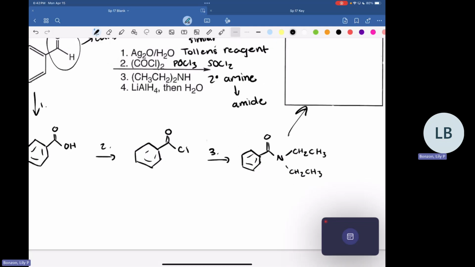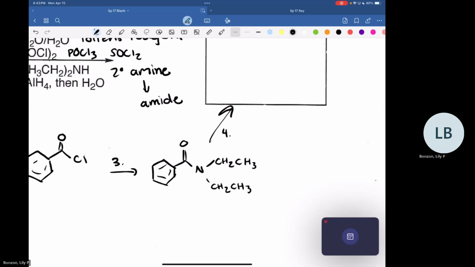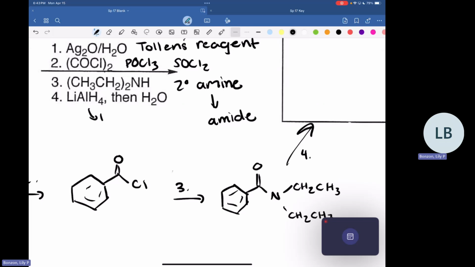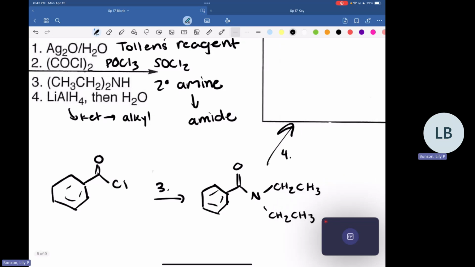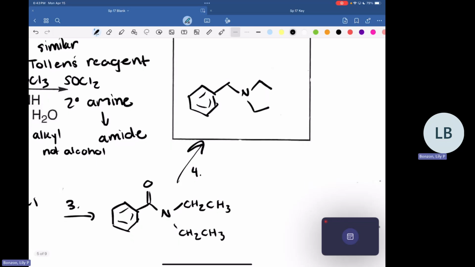And then step 4, we've got LiAlH4, then H2O. And so this one is going to take the ketone and turn it all the way into the alkyl. So it's a little bit unique. It's not going to turn this into an alcohol. It's just going to go all the way to the alkyl. So we will get that, and that will be our final answer.